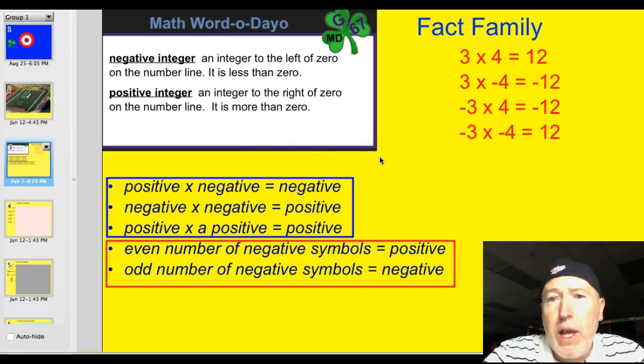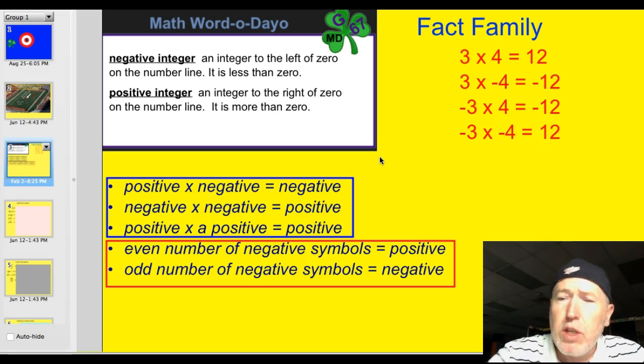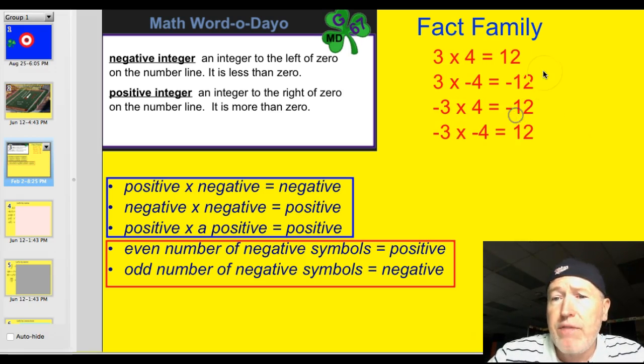Now, I think there are 3 ways that I could think of that really help kids efficiently remember the rules for multiplying positive and negative numbers. The first is just remembering a simple fact family like this, that 3 times 4 is 12, 3 times a negative 4 is a negative 12, a negative 3 times a 4 equals a negative 12, and a negative 3 times a negative 4 equals 12 as well. So what you have here is you've got 2 negatives equaling a positive, and you've got 2 positives equaling a positive. If you have 1 negative, you are going to have a negative answer. That's kind of the way I've written it out here.